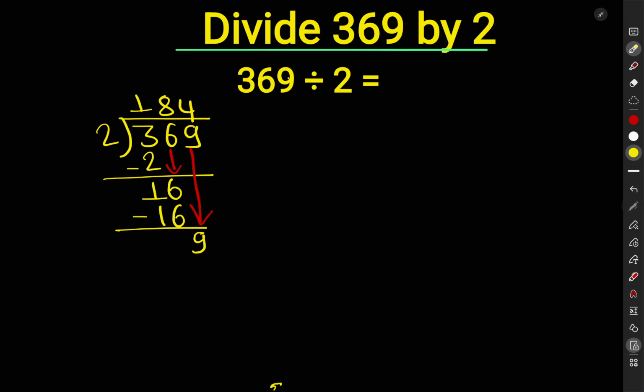So 2 times 4 means 8. On subtracting we get 1. So again this 1 is less than 2 and there is no other number beside. So we put a decimal here so that we can take 0. Now it became 10, and 2 times 5 means 10. On subtracting we get 0.